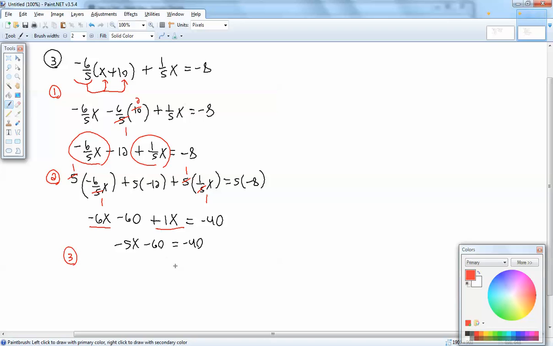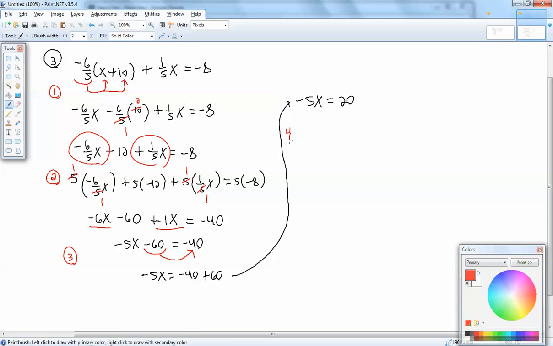Step 3. Get everything with an x on one side, numbers on the other side. So I'm going to take this negative 60 and move it to the right side. So we're going to have negative 5x equals negative 40, and the negative 60 becomes a positive 60. So we got negative 5x. Negative 40 plus 60 is 20. Always combine numbers in a step.